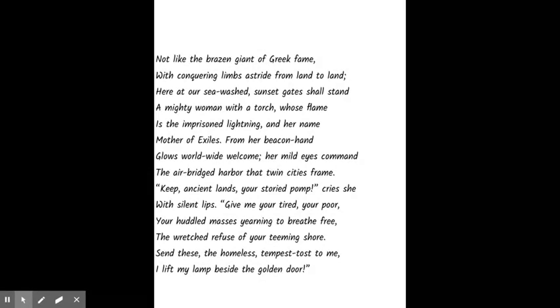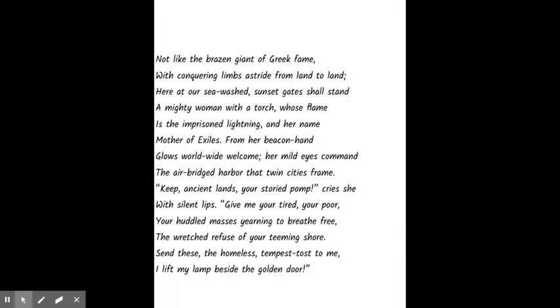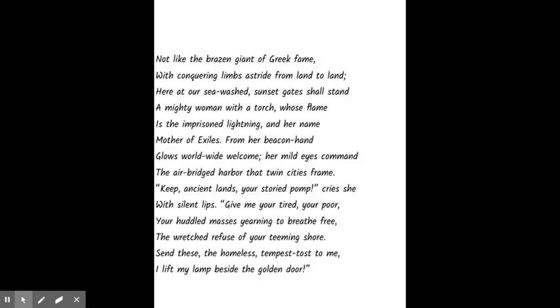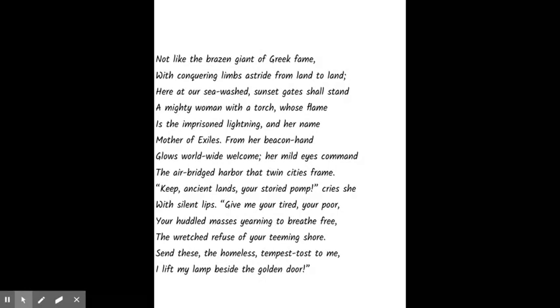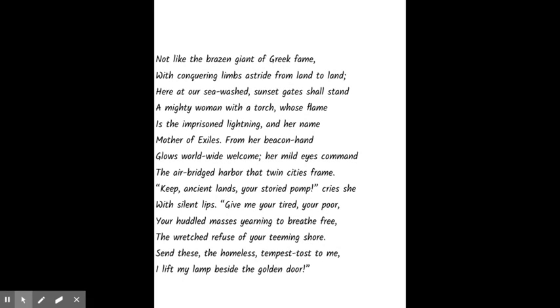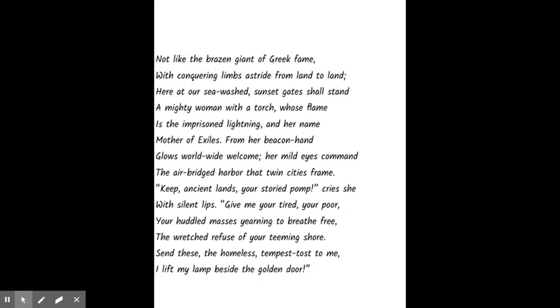Keep, ancient lands, your storied pomp, cries she. She doesn't rhyme with anything. So we've had A and we've had B, but now we have to add C. With silent lips, give me your tired, your poor. Well, poor also doesn't rhyme with anything, so now we have to assign a D to that. Your huddled masses yearning to breathe free. Rhymes with she, C. The wretched refuse of your teeming shore. Poor, shore, D. Send these, the homeless tempest tossed, to me. C. I lift my lamp beside the golden door.